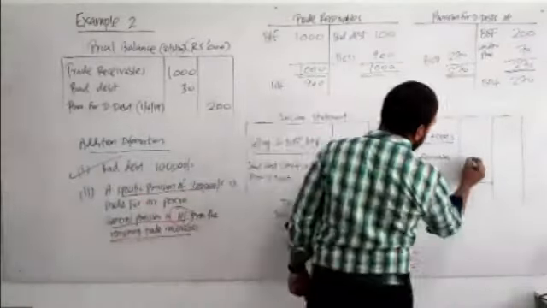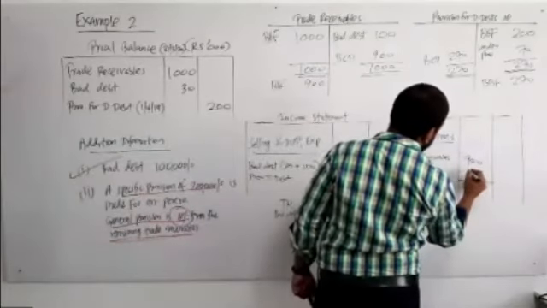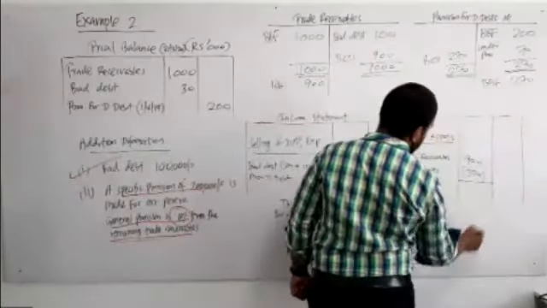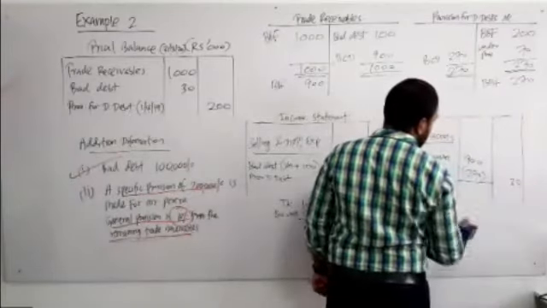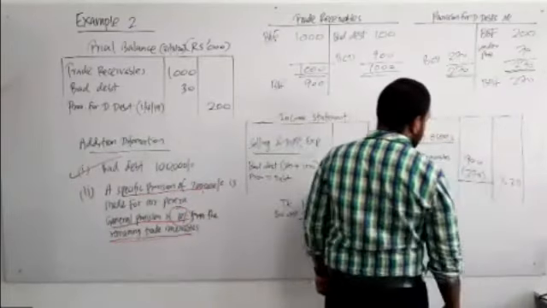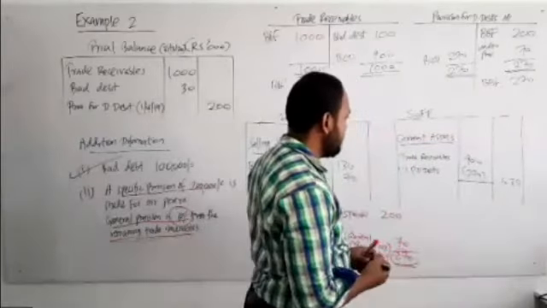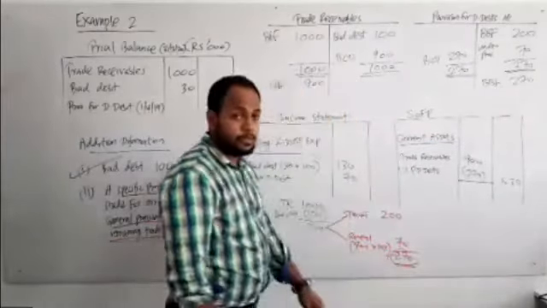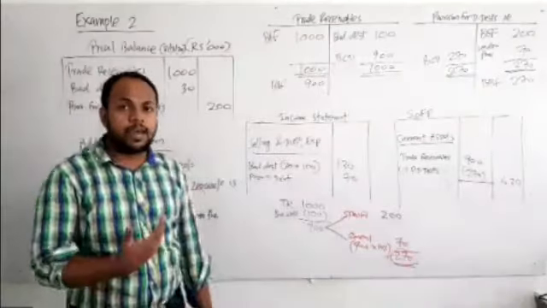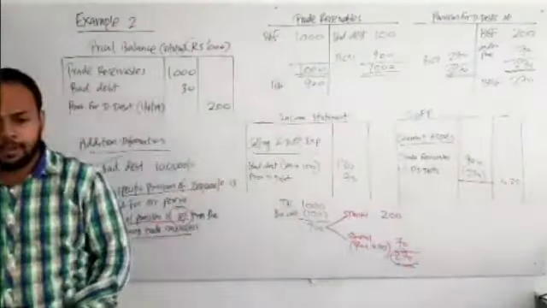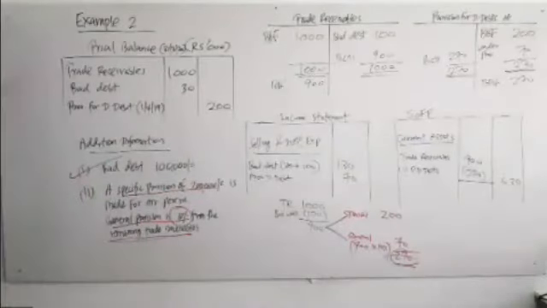In the current assets, debtors 900, doubtful debt 270, net amount 630. So this is how we do it if there is a specific provision and a general provision. Let me know if there are any doubts.